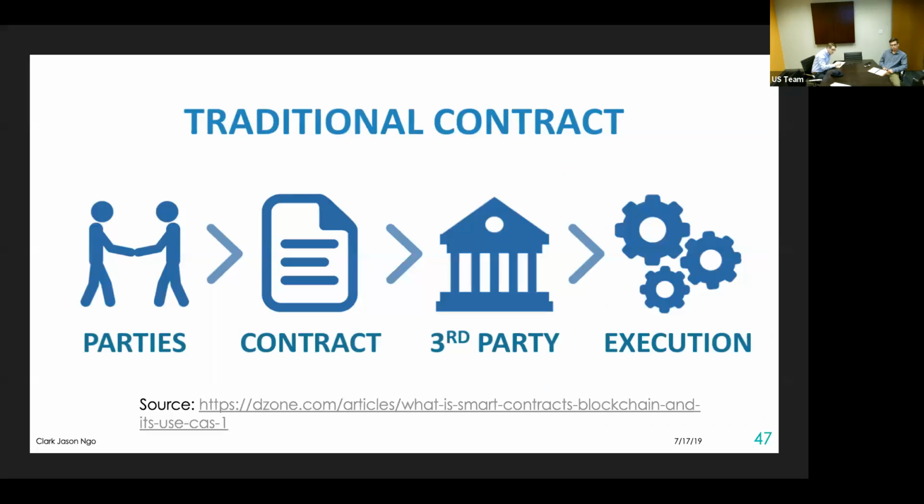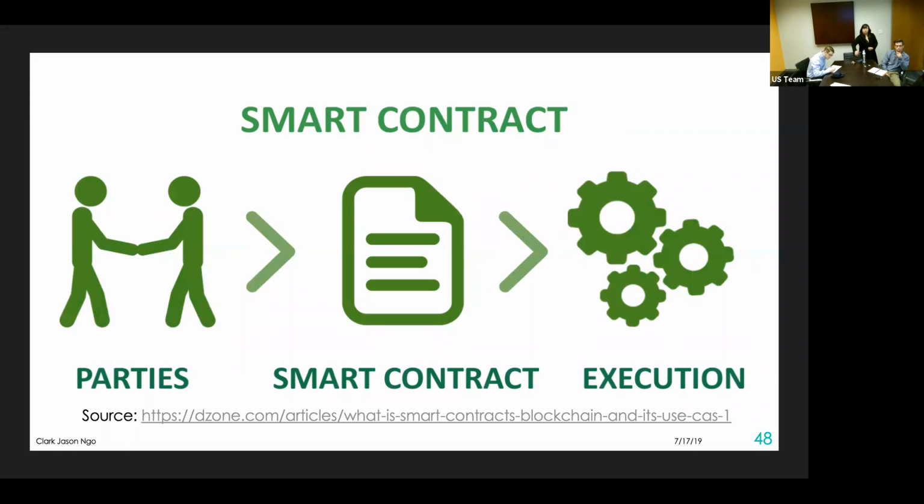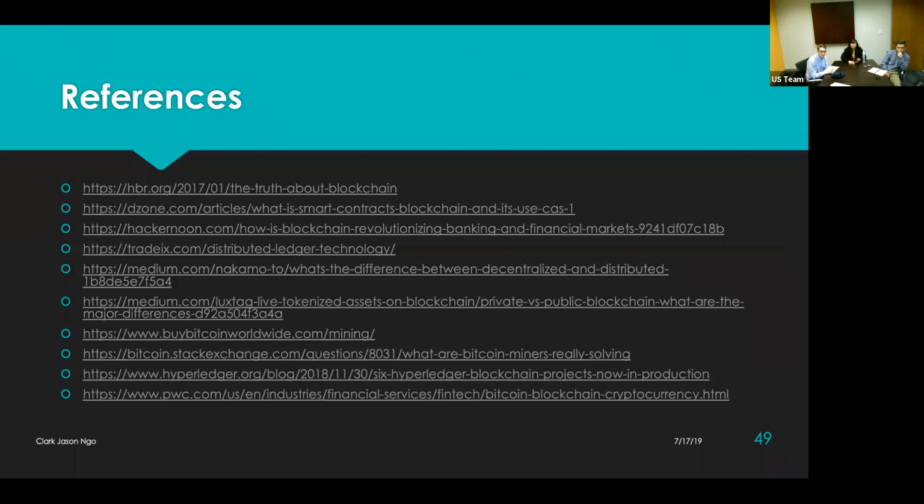So a traditional contract would have parties. You will have a contract, and again, a third party and execution. You can say a lawyer, right? For a smart contract, you just remove the central authority. So smart contracts would be great for everything related to contracts, really. Let's say having an agent and your celebrity, doing some bookings, doing some venues. It avoids the need for haggling for prices, and now everything's visible. And basically that's it. So that's a reference.